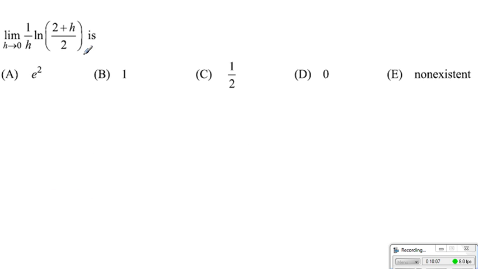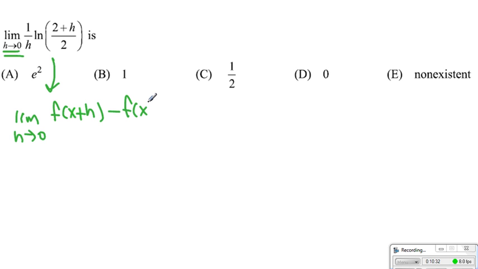All right, how about this one? H approaches zero. That is very intriguing. And 1 over H here. In fact, I want you to compare this expression to this one. Limit as H approaches zero for function f of x plus h minus function f of x, divide the entire thing by h. What is this? Yes, that's right. This is f prime of x, meaning the derivative of f of x.